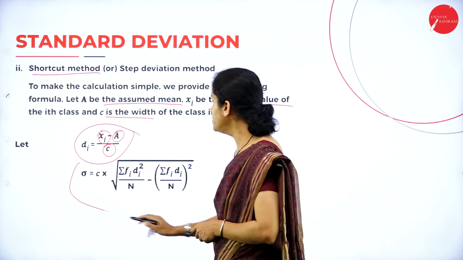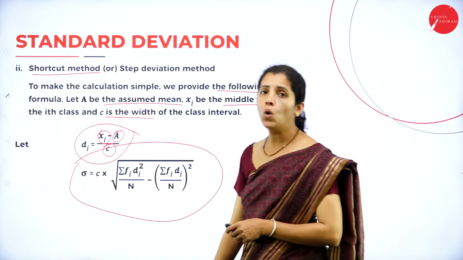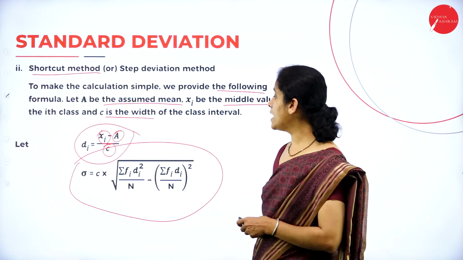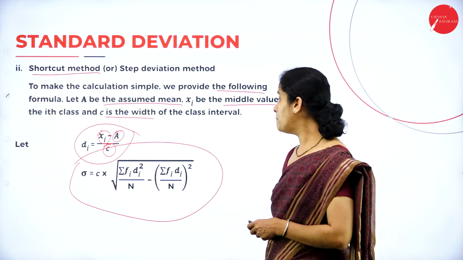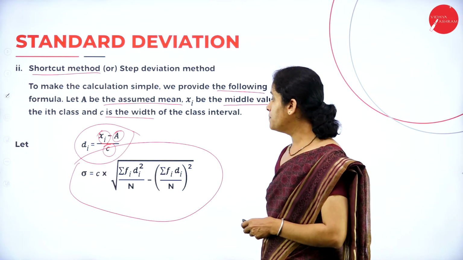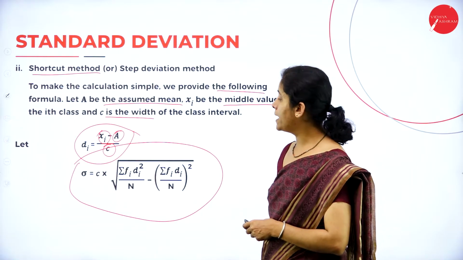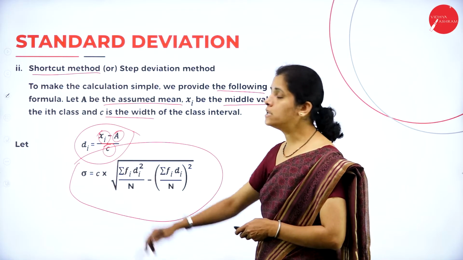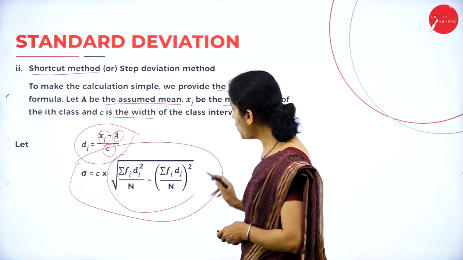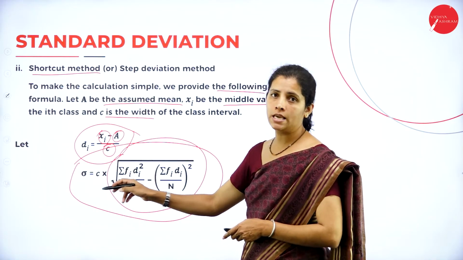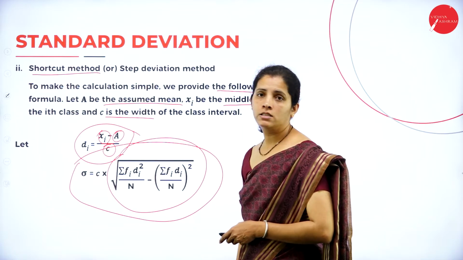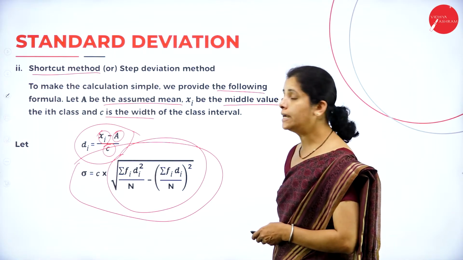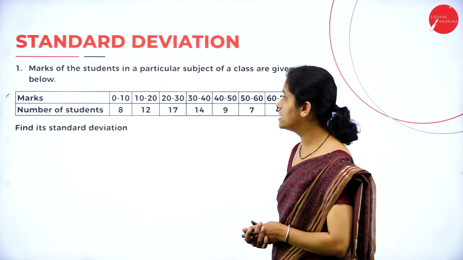Now, I'm going to have the formula: the square root of the whole quantity summation of fi di square by n minus the square of sigma fi di by n, and multiplied by c. So, I am going to multiply the whole value with c. That is my sigma or standard deviation. Anyway, dear student, let's see one solved example.